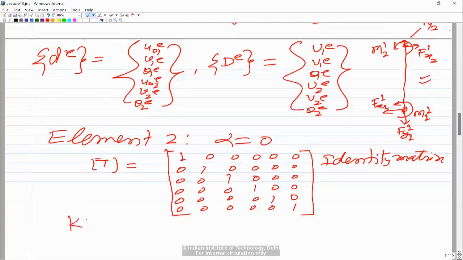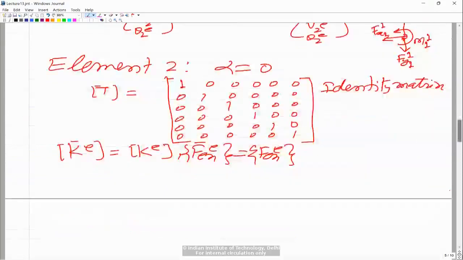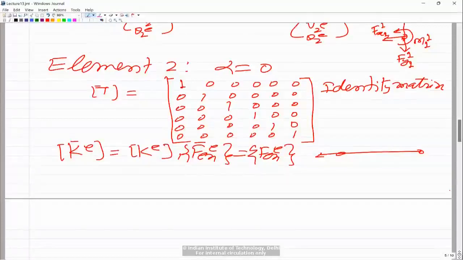When we do the multiplication, K bar, which is T transpose K T, simply becomes K, and F external for this element will be equal to F external, the same as what you have in the local coordinate system. If you look at the internal forces, in the same way we write the forces along the x and y directions. This is the node where the outward normal is along the negative global x direction.